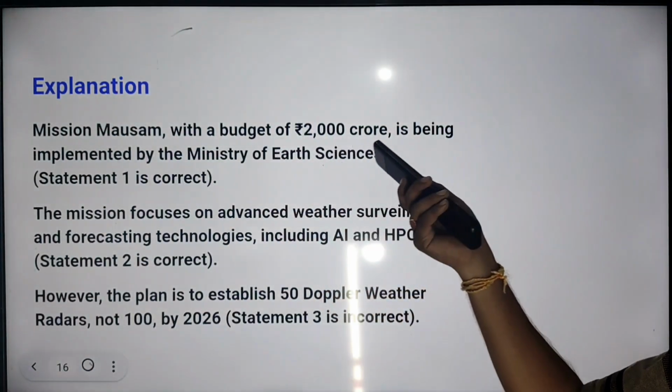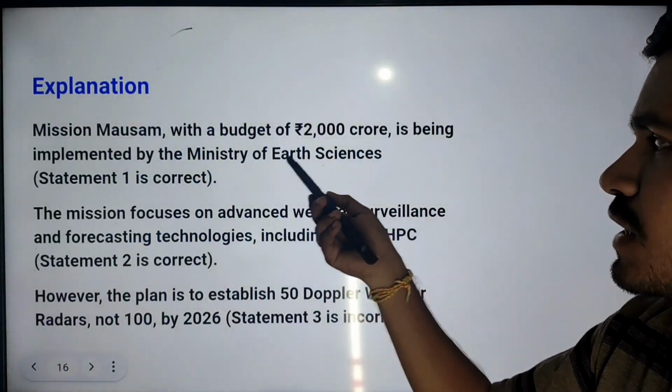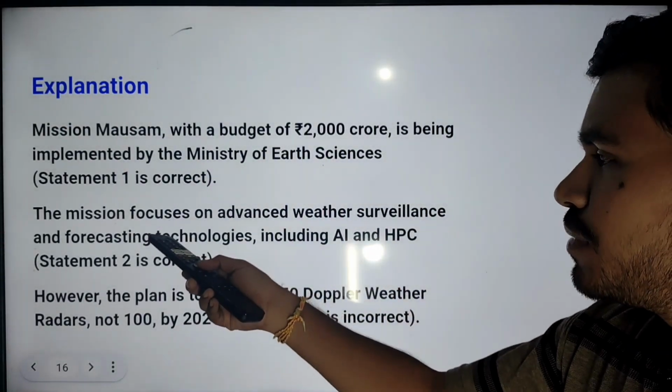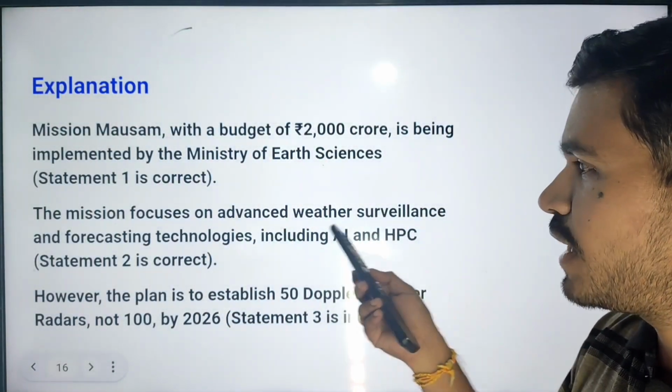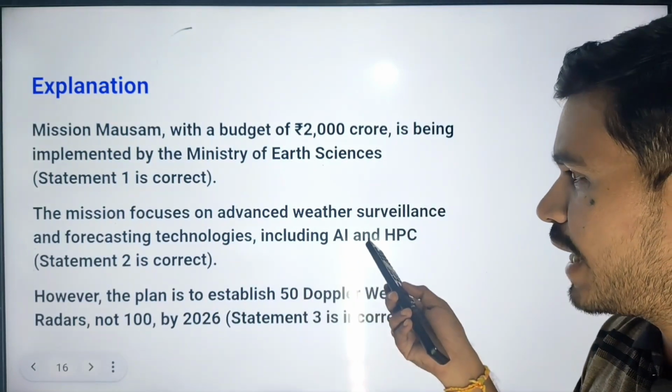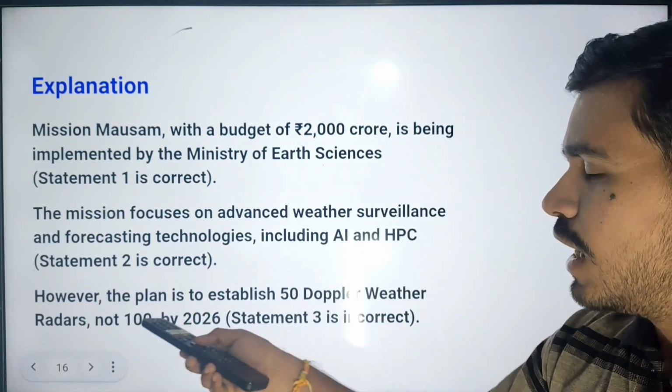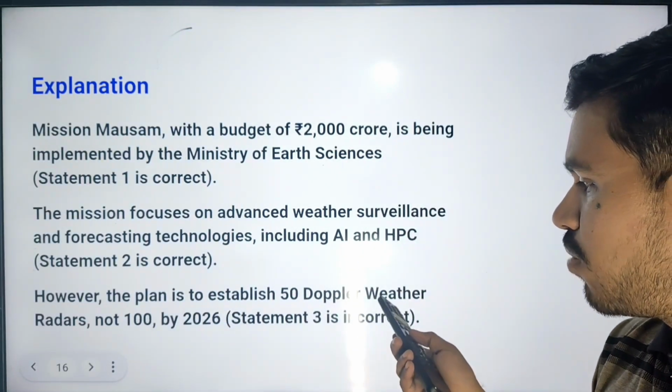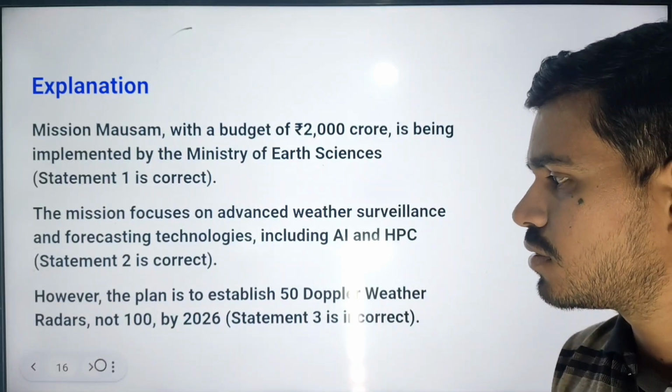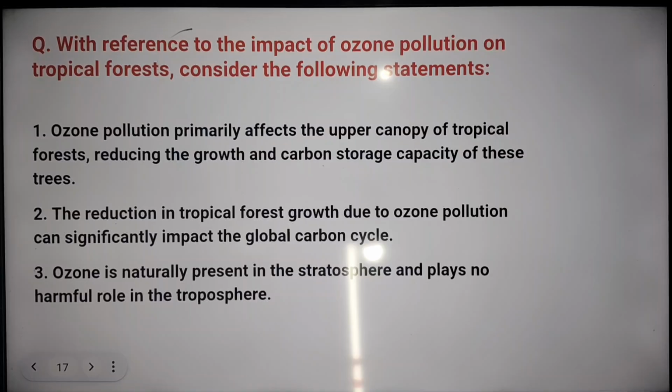Mission Mausam with a budget of 2000 crore is being implemented by the Ministry of Earth Sciences. This mission focuses on advanced weather surveillance and forecasting technologies including AI and HPC. However, the plan is to establish 50 Doppler weather radars by 2026.